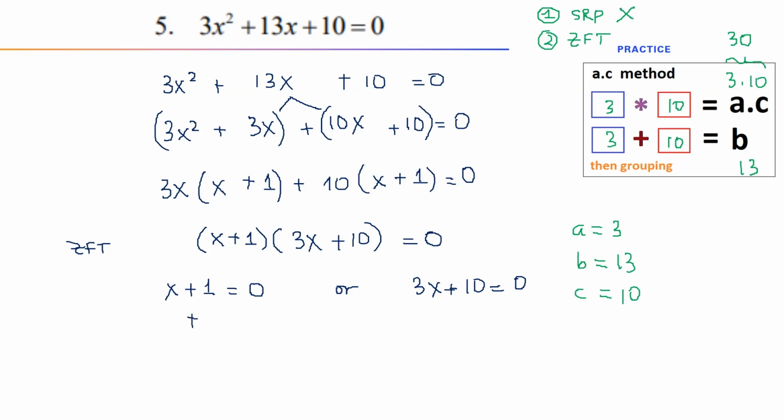The first one, we see that is plus 1, so we want to subtract 1. We subtract 1 both sides because our target is to isolate x. So x on the left-hand side, on the right-hand side, minus 1. 3x plus 10. Now subtract 10 both sides. Left with 3x equals negative 10.